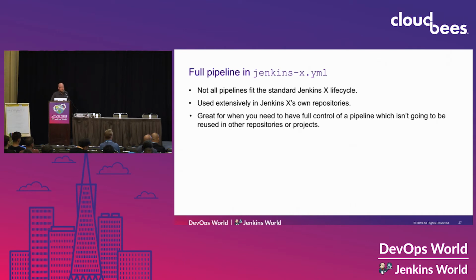We use this approach extensively in Jenkins X's own repositories, as I mentioned. It gets a little bit less useful if you're repeating yourself. If you are trying to do the same thing across multiple repositories, you're best off with a build pack, maybe a custom build pack. But as of now, there isn't an easy way to just share or load bits of a pipeline in a Jenkins X YAML from across multiple repositories, but that's something that we're working on.